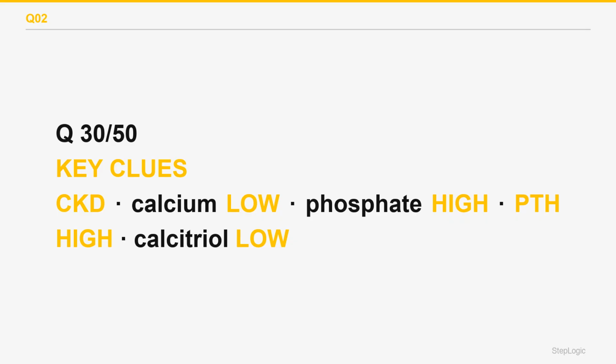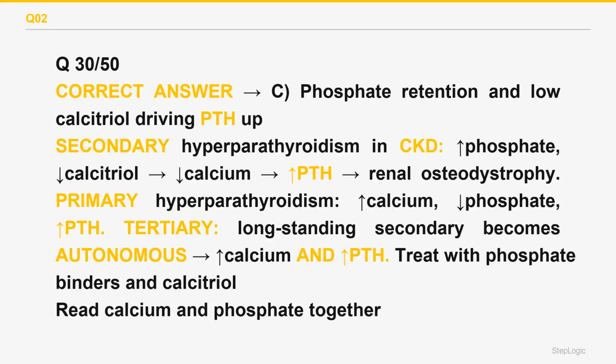25-hydroxyvitamin D is not converted to active calcitriol, and gut calcium absorption falls further. The parathyroid glands respond appropriately to that hypocalcemia by secreting more hormone, secondary hyperparathyroidism, and the sustained drive produces the osteoclastic bone disease of renal osteodystrophy. The defining pattern is LOW calcium with HIGH phosphate and HIGH parathyroid hormone. The correct answer is C.